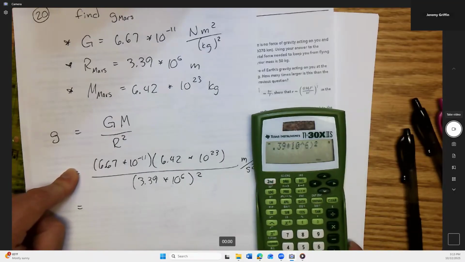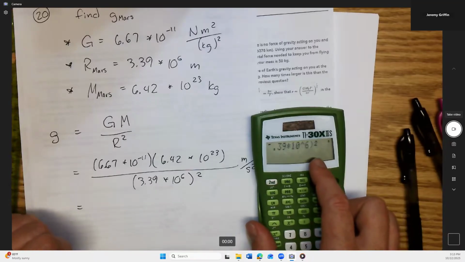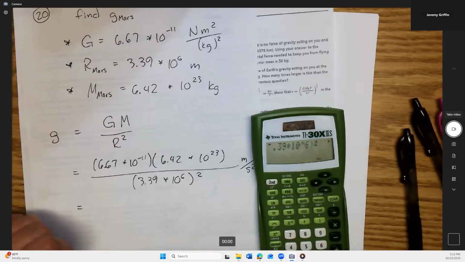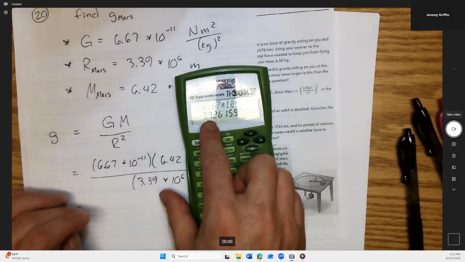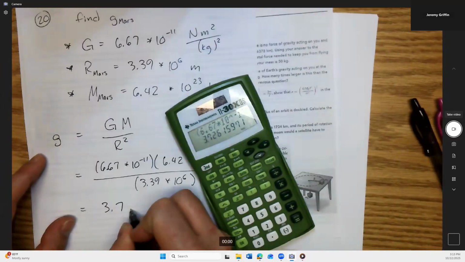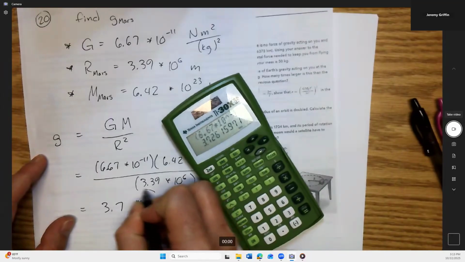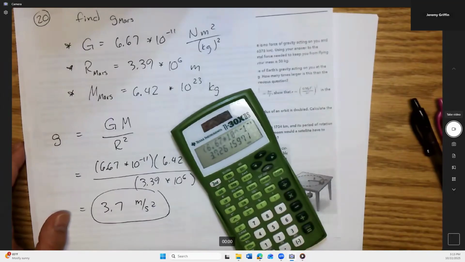Guys, if I get a number like 15, does that sound about right? No, that would not be right because that would be more than 9.8. What if I get a number like 4? Would that be reasonable? Yeah, that would be believable. Let's see, what is this? 3.7. Yeah, I think that sounds about right. 3.7 meters per second squared, so about less than half of Earth gravity. I think it makes sense.